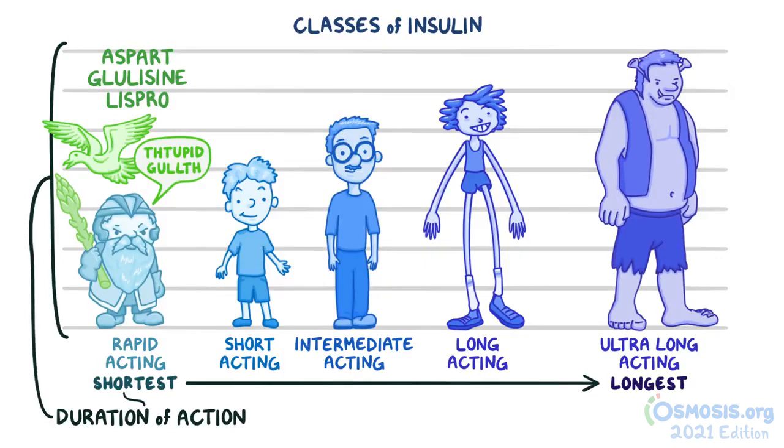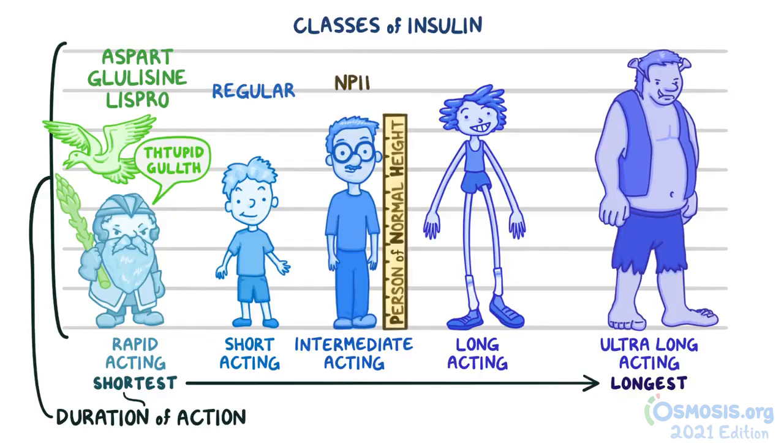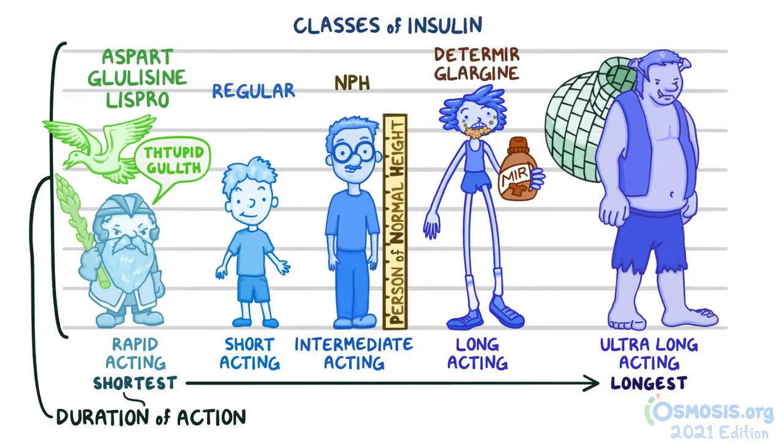Short-acting is pretty simple since it's just a regular boy representing regular insulin. The man representing intermediate-acting insulin is a person of normal height, so NPH. The long-legged man is holding detergent for detemir. No, in fact, he's gargling it for glargine, which can't be too healthy. The ogre is carrying his igloo on his back, which represents degludec.